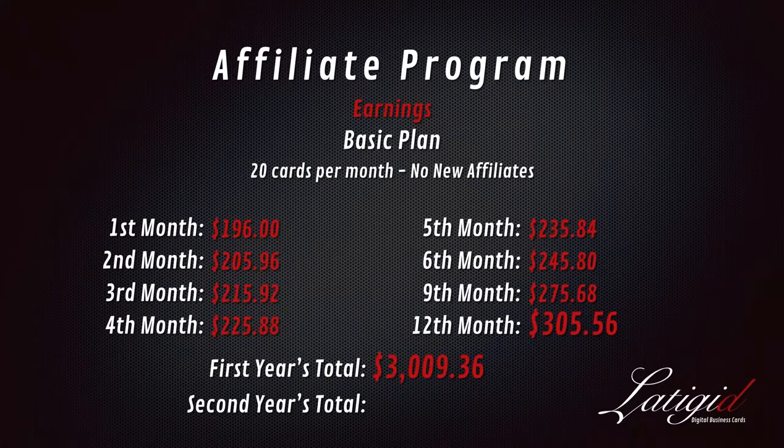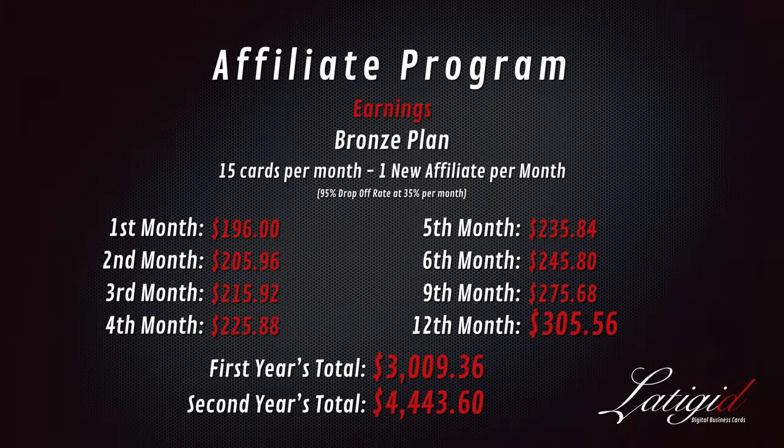But if you continue to do this, 20 cards per month, no new affiliates, your first year you make $3,000. Your second year you actually make almost $4,500, and that's all because of that recurring billing for every single card. Now you can see, if you just continue to do this, you'll make $3,000 plus $1,500 every single year that your income increases, because those 99-cent charges per card per month start building up after a while. So that's the basic plan.